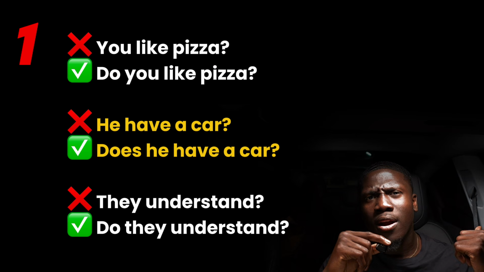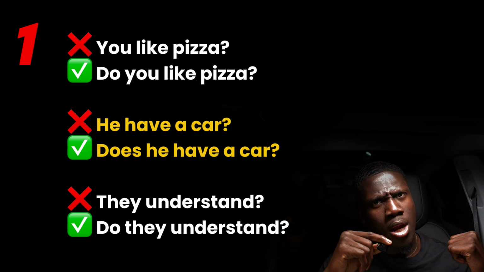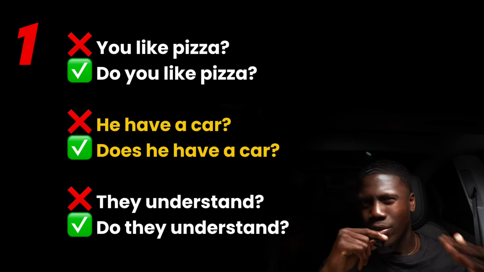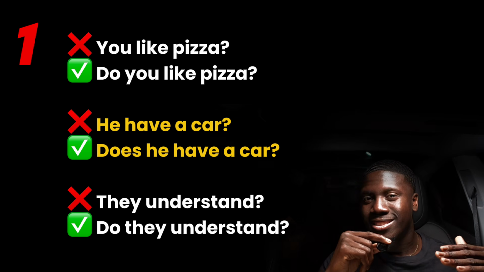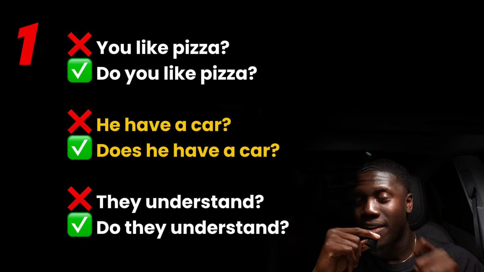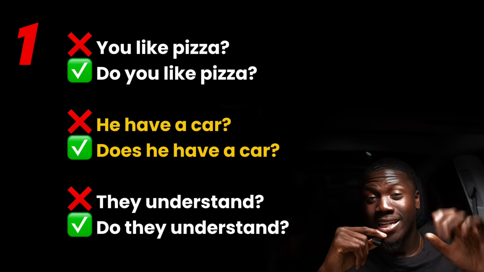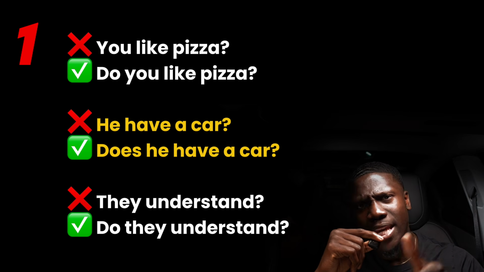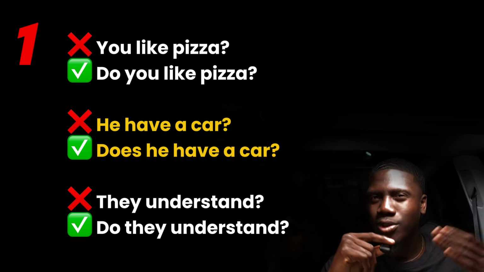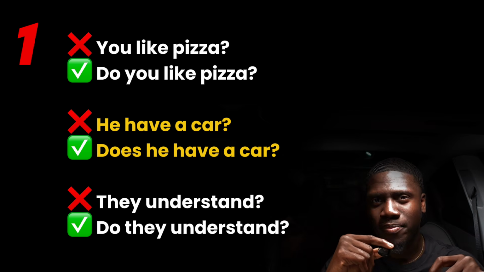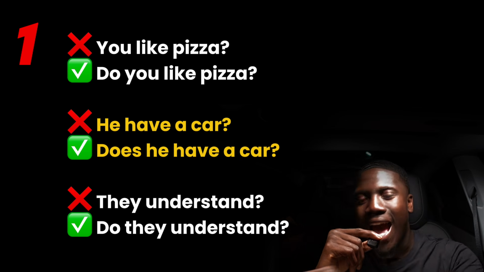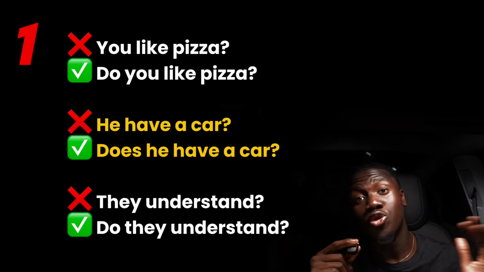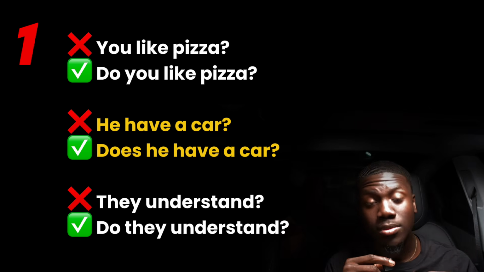Let's take a look at the second example. He have a car? You notice how that doesn't make any sense? Now, let's add the other variation of do. He have a car becomes, does he have a car? You notice how that sounds much better? That's exactly how you need to be speaking. So you need to use do, especially when you're asking questions. Let's take a look at one more.